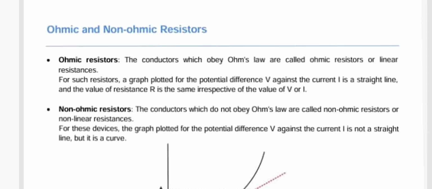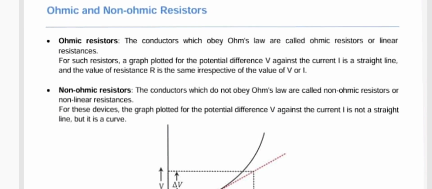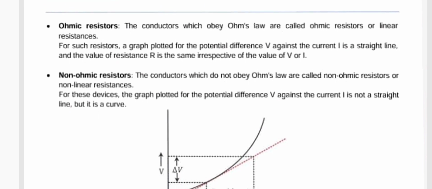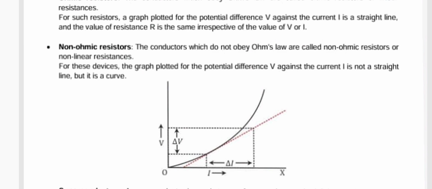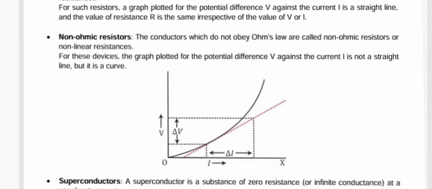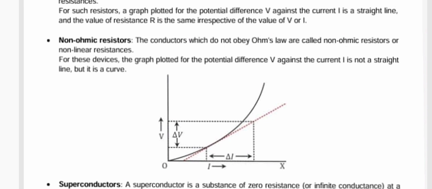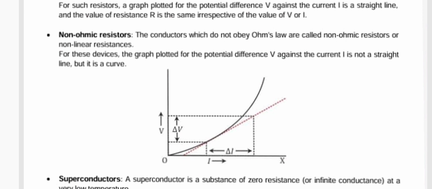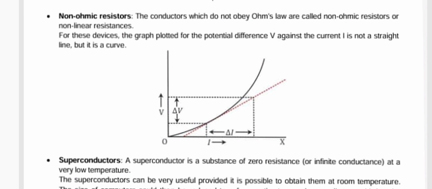Okay, so for such a resistor, a graph plotted for the potential difference V against the current I is a straight line, and the value of R remains the same irrespective of the value of V or I. Non-ohmic: the conductors which do not obey Ohm's law are called non-ohmic resistors or non-linear resistances. For these devices, the graph plotted for potential difference V against the current is not a straight line, but a curve, as you can see over there.